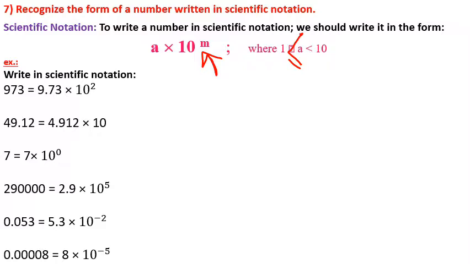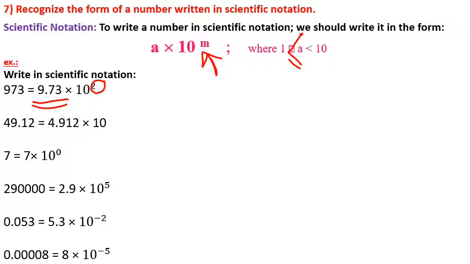For example, if we have 973, I first ask myself, is 973 a number between 1 and 10? No, it's not. So we should make it a number between 1 and 10 using the point. If we use the point, we can write it 9.73. Now 9.73 is a number between 1 and 10. It should be multiplied by a power of 10. What's the exponent? The exponent is 2. It's positive because we have no zeros to the left of the number.